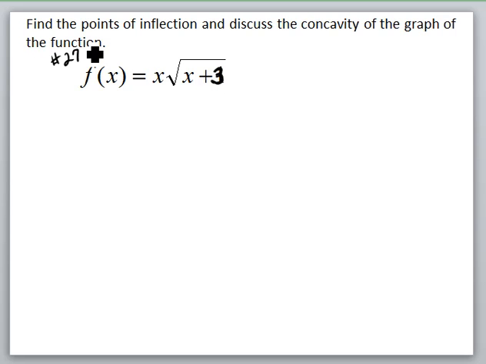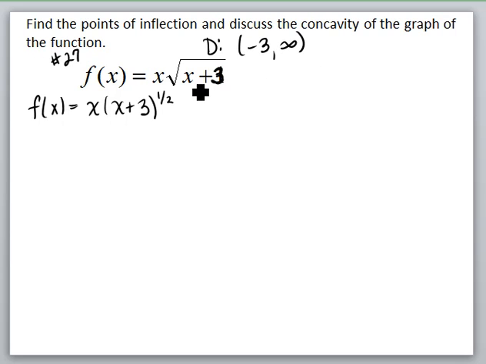This is going to take a while to do because the second derivative is going to be much more difficult to find. So my first thing is to write this function with a half exponent. I'm also going to note that the domain of this function is from negative 3 to infinity. Negative 4 gives me a negative number underneath my square root, so the only parts of this graph that exist are from negative 3 to infinity. And this could be at negative 3, because negative 3 will work, so I should have used a bracket.